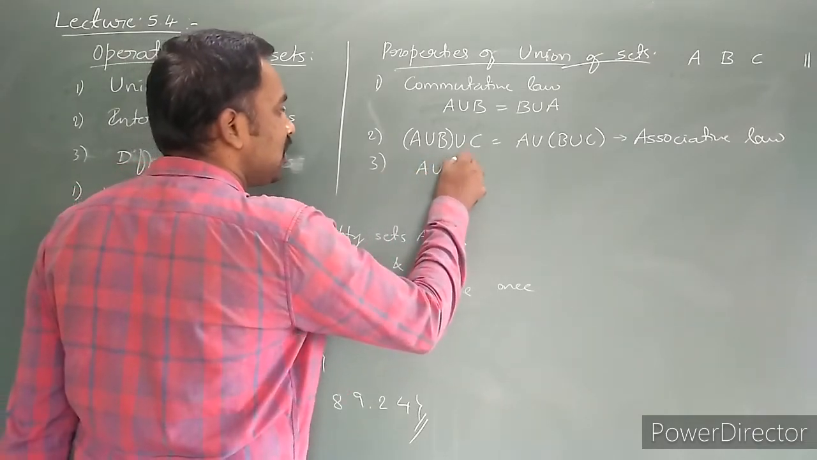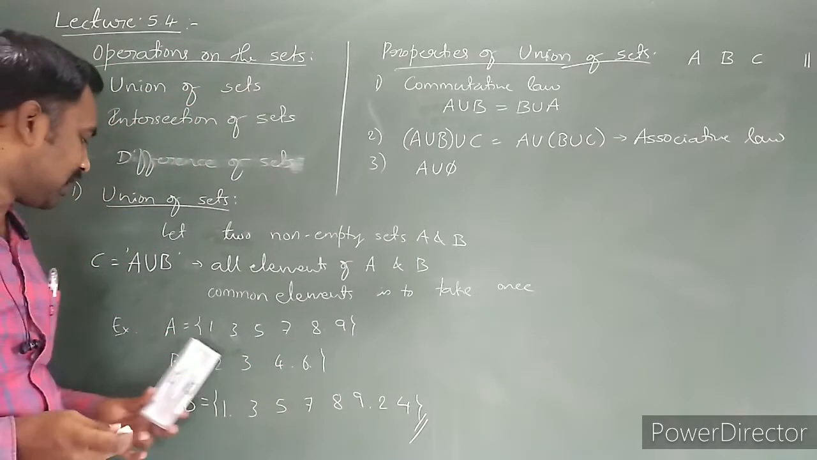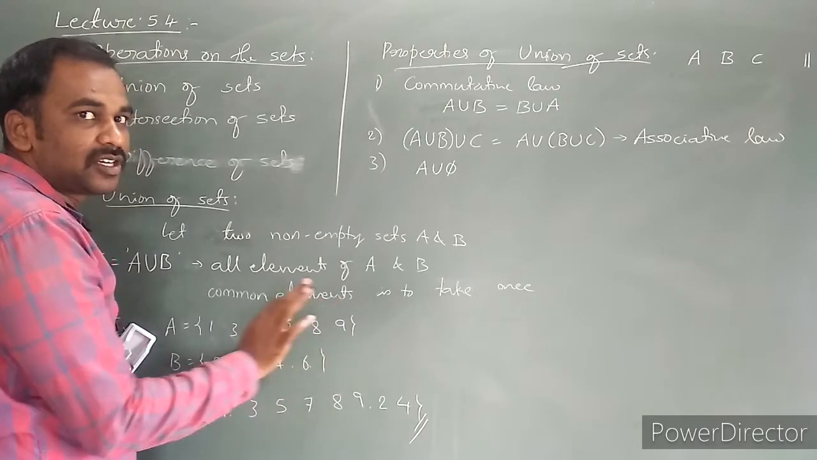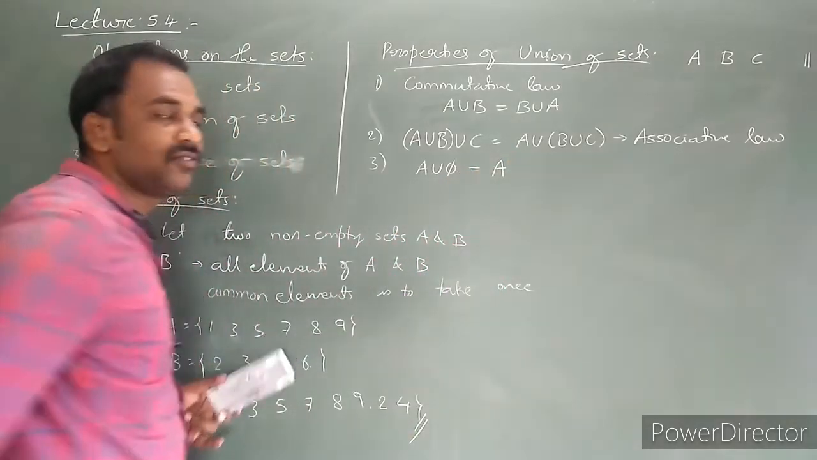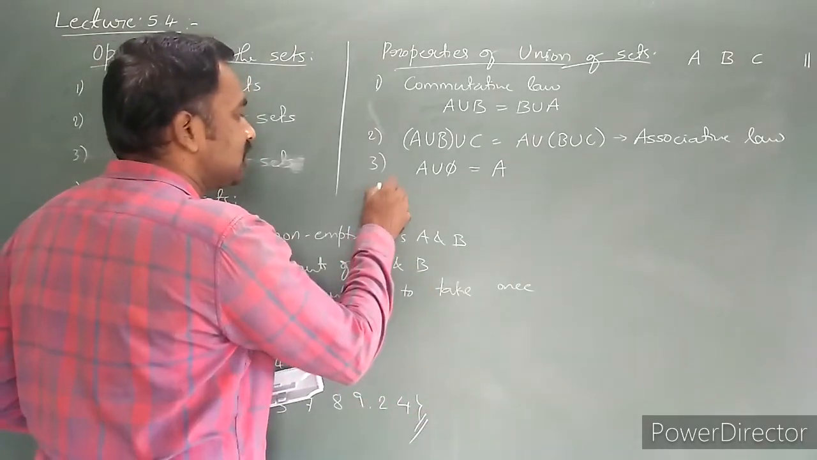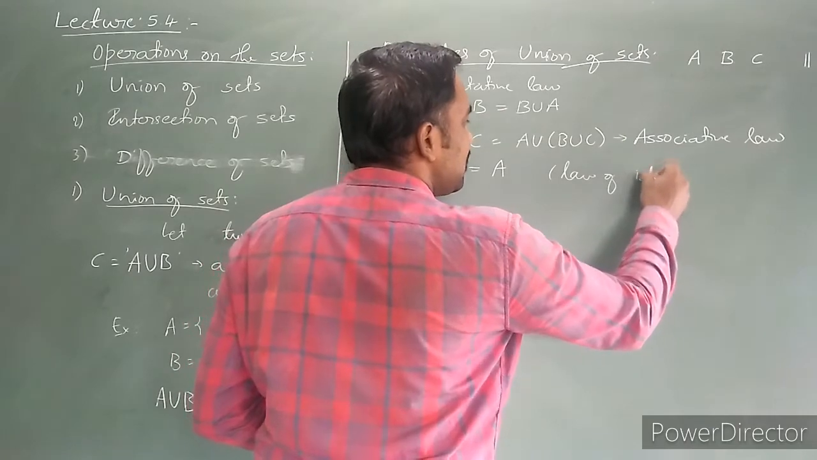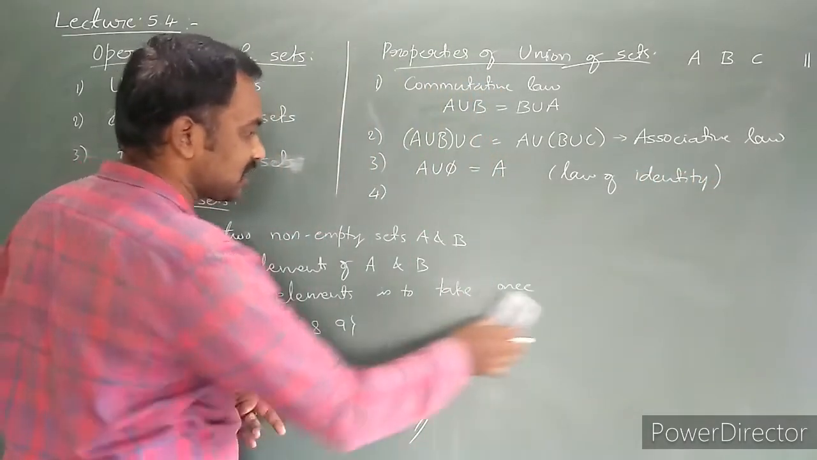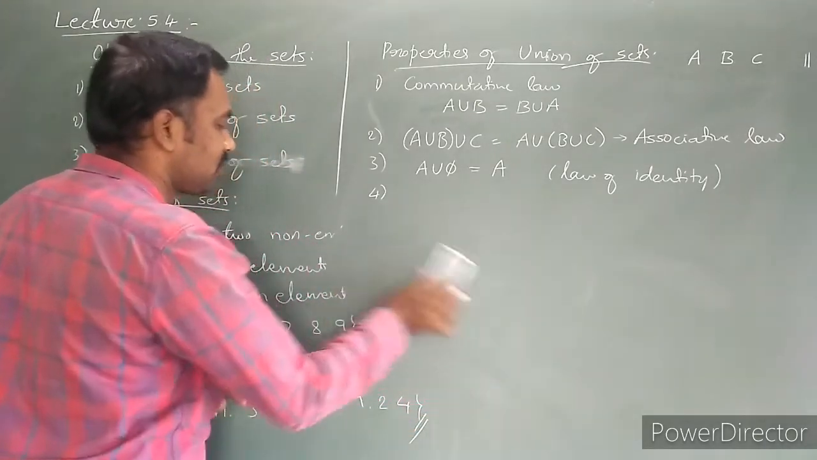Third one is the law of identity. A union null. A is one set, union the null set. What is a null set? It does not contain any elements. A union null is equal to how much? A, we will get it. This is said to be the law of identity. I just wrote whatever points you need.